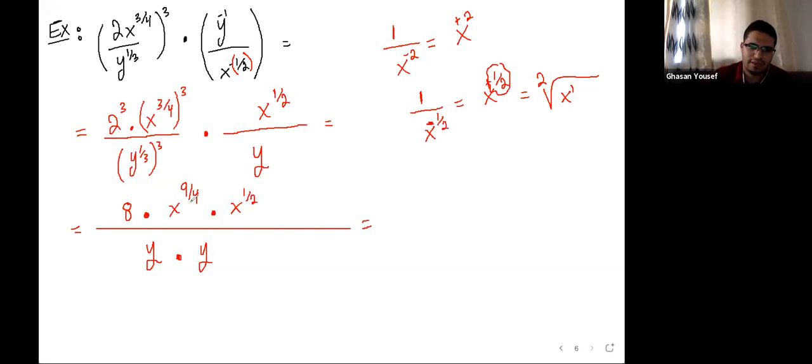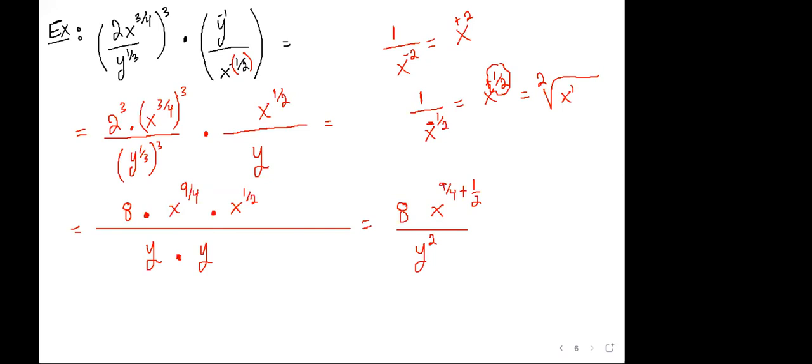Now to simplify this one, I multiply the numbers together, so I get the 8. The variables have the same base, x and x, so we just add the exponents together: x to the power 9 over 4 plus 1/2. Everything over y to the power, here we have 1 and here we have 1 to the power 2. We just add the exponents.